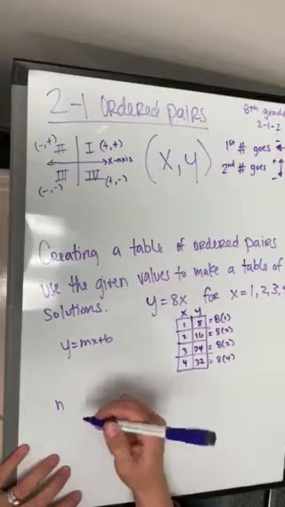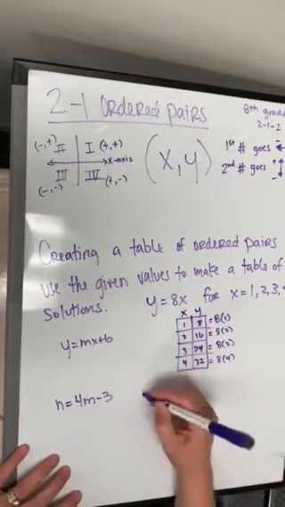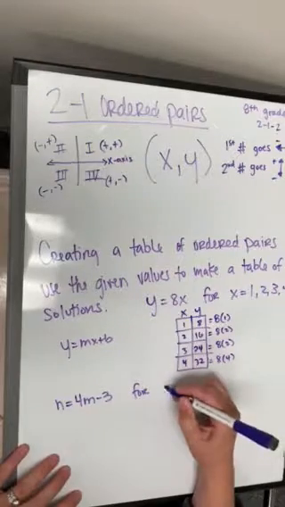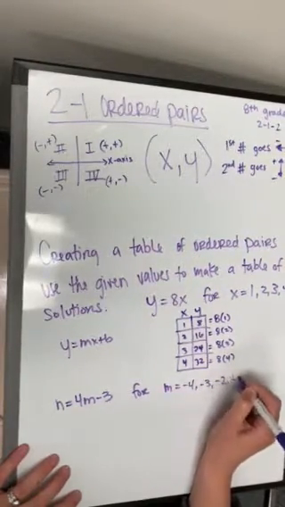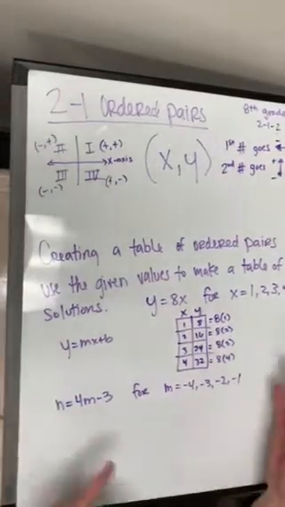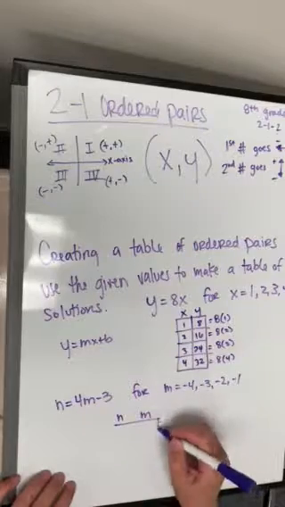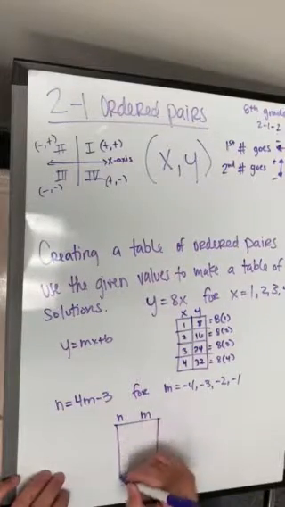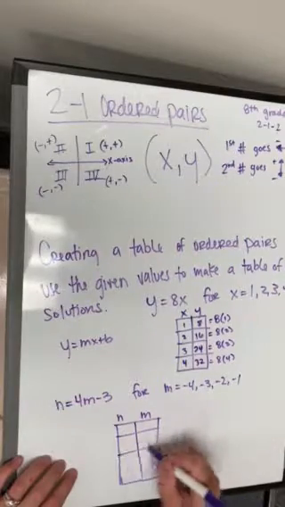So another example is like n is equal to 4m minus 3, and it wants you to do a table of m equaling -4, -3, -2, and -1. Same idea, you still have an n and an m, you still have two variables that you're really concerned about. I wish they would just keep them x and y, whatever, they don't.